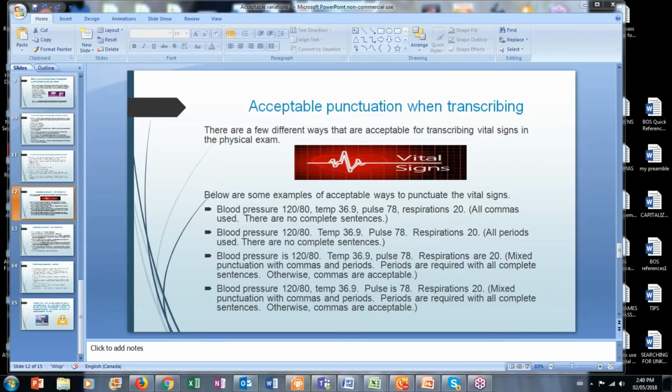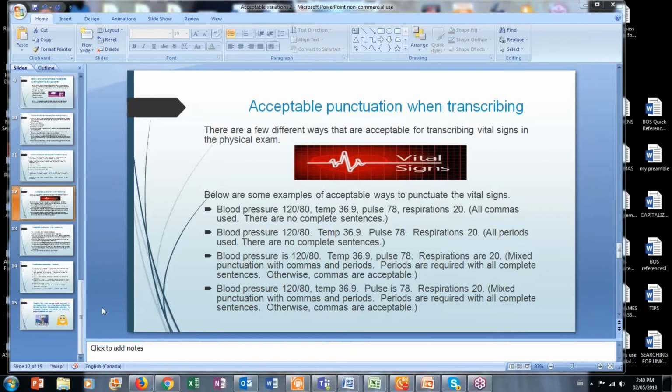However, the last part of it, respirations are 20. Again, it's a full sentence. Respirations is your subject, are is your verb. So it must be preceded by a period. So it can be a little bit confusing.